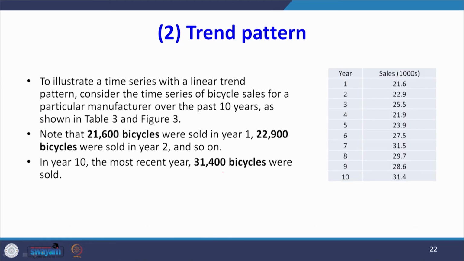To illustrate a time series with linear trend pattern, consider the time series of bicycle sales for a particular manufacturer over the past 10 years. Note that 21,600 bicycles were sold in year 1, 22,900 bicycles were sold in year 2.